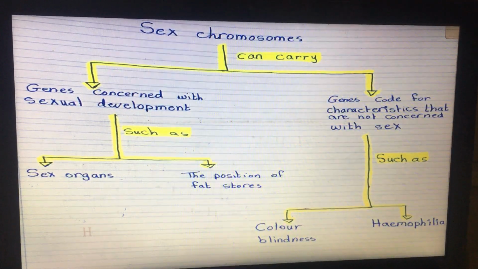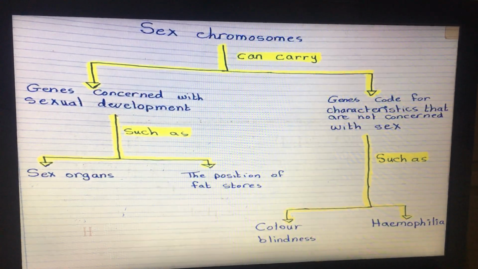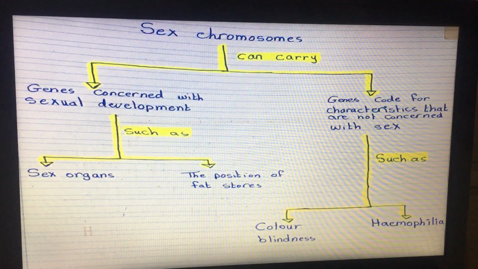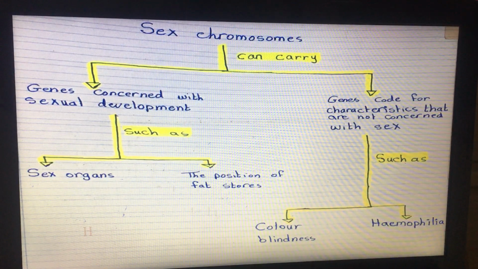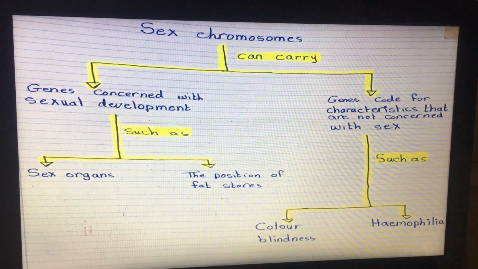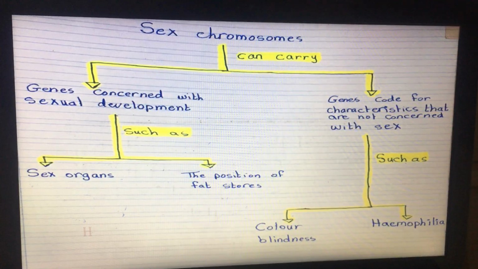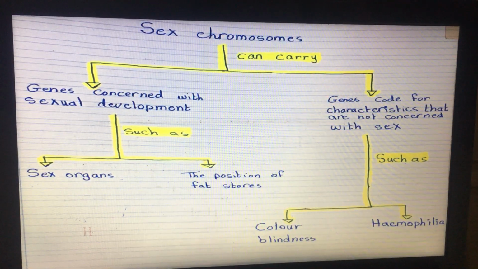So a sex-linked characteristic is a characteristic carried by the sex chromosome, and this sex chromosome is X. So this chromosome should be X, because we said that Y cannot carry any characteristic. For example, the gene for color blindness is carried by the X chromosome. And also we have hemophilia. Hemophilia is also carried by the sex chromosome which is X, not Y.